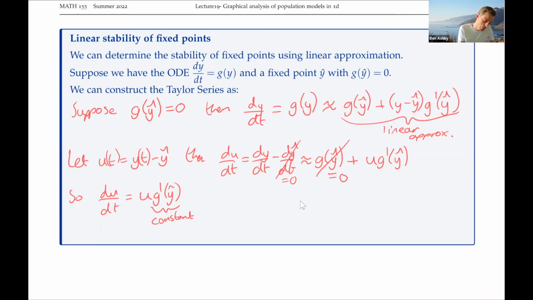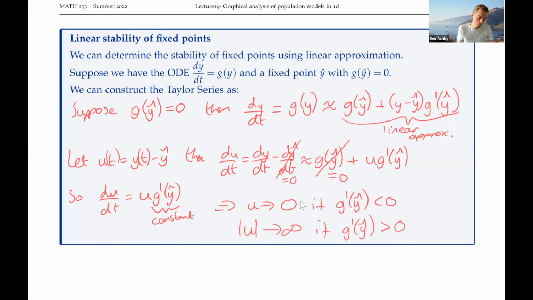So this means that u is going to tend towards 0 if g prime of y hat is negative, and it's going to grow, going to tend towards infinity if g prime of y hat is greater than 0. So what's really going on here is we're looking at our fixed point, our y hat, and we're going to look at a value fairly close to it, and we're going to say, is it going to tend towards that, or is it going to move away?